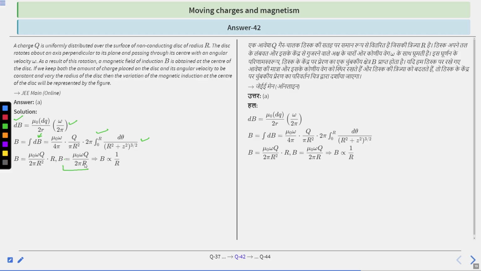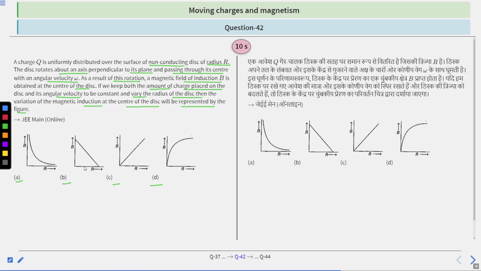It means B is inversely proportional to r. So the correct answer is that B is inversely proportional to r. This option A is correct. Clear? Option A is correct. Here this is not inverse. This is a straight line, not inverse. So this one is inverse. So option A is correct.